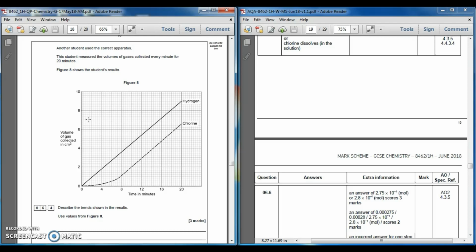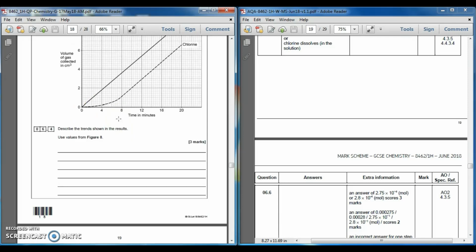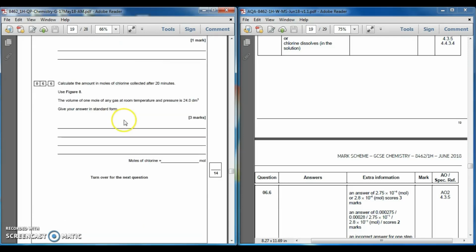So, first thing, we just wrote down that 6.6 centimetres cubed of gas. You can get your first mark. Well done, you read the question.